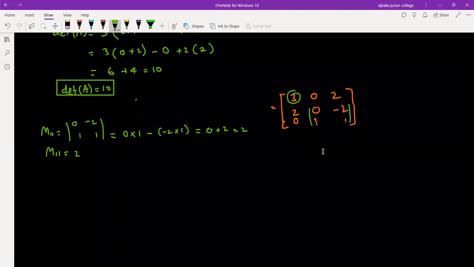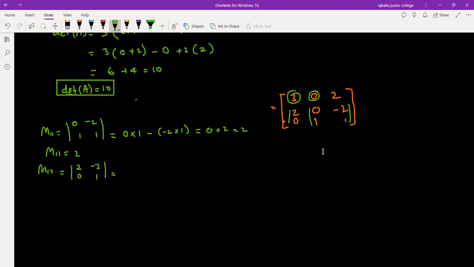Now similarly, I have to find all the minors of the matrix. M12 means first row with second column. So the minor will be this line and this line. So 2 0 minus 2 1, and I will multiply 2 into 1 minus 2 into 0. So here 2 into 1 is 2, minus minus is plus, and minus 2 into 0 is 0. Here I will have 2. So here I have M12 as 2.